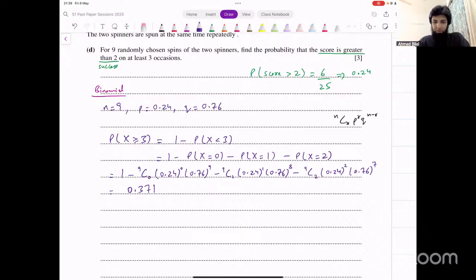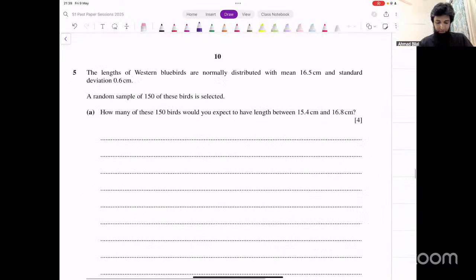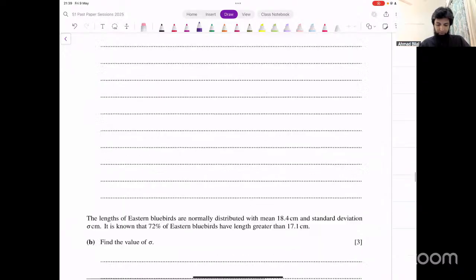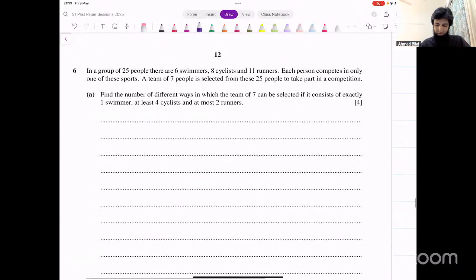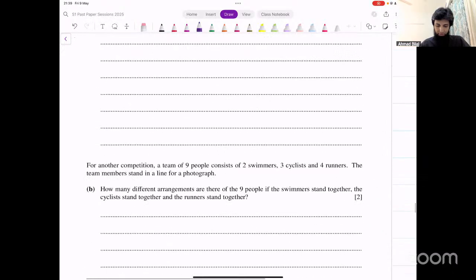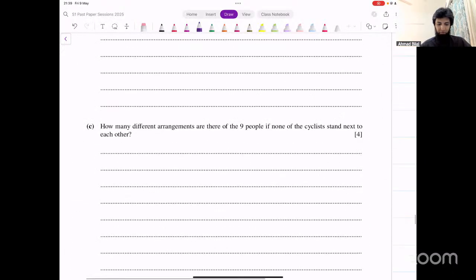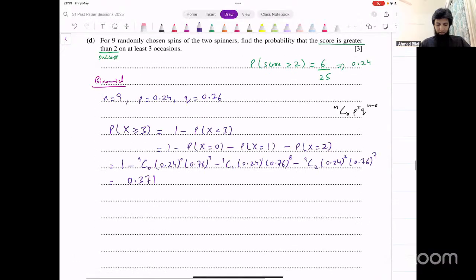Okay, let's move on. That was part D. Let's look at the next one now. We've got normal distribution next, and then most likely permutations and combinations after that. And that's it. So only 2 more questions. Okay, question number 5 now.